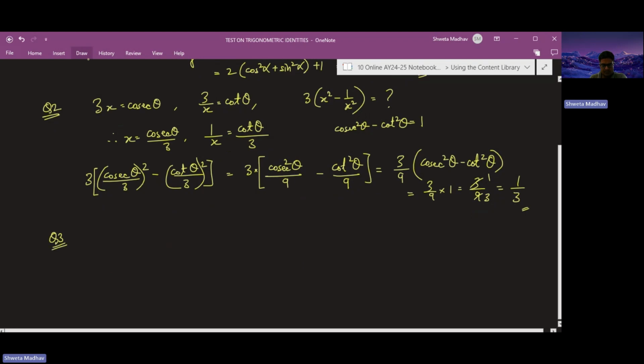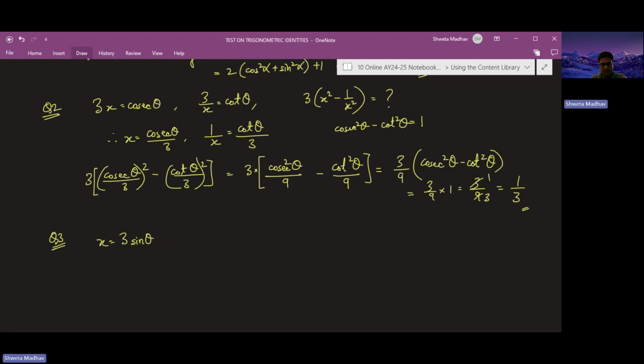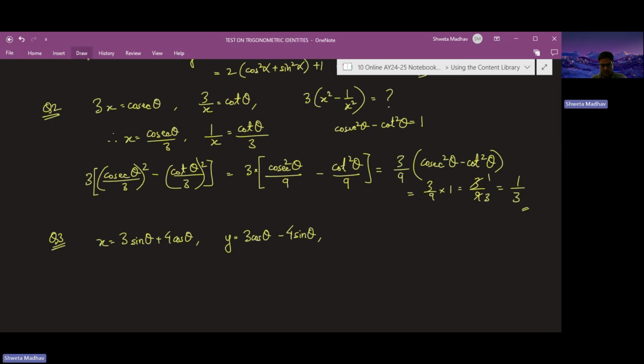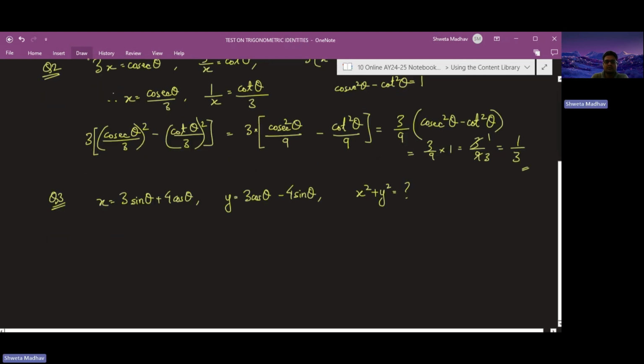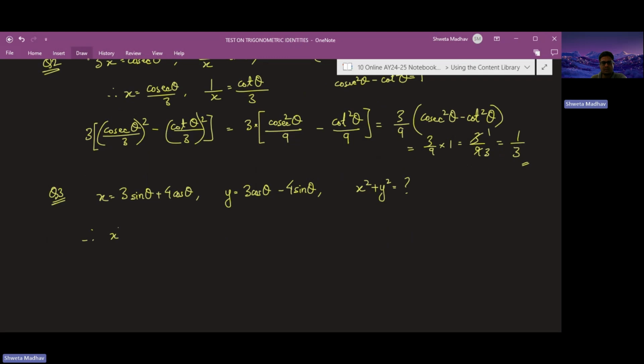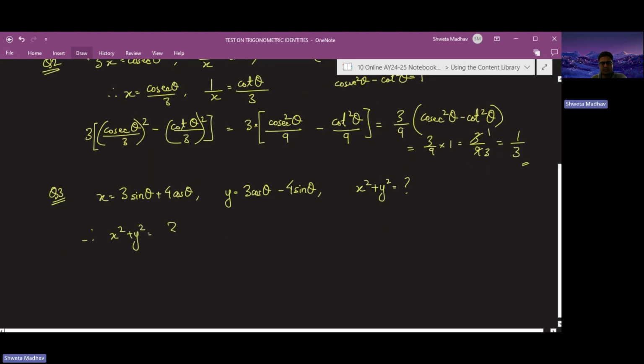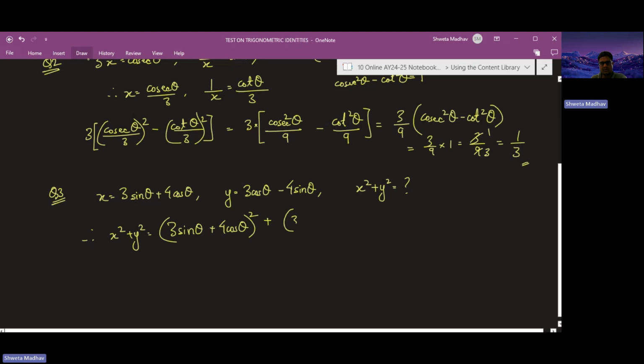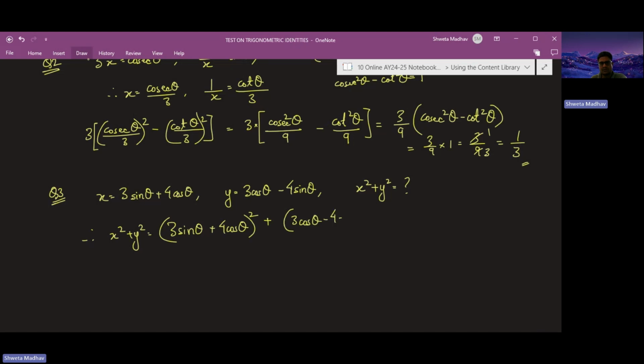Then in question number 3, it has been told that if x equals 3 sine theta plus 4 cos theta and y equals 3 cos theta minus 4 sine theta, then find the value of x square plus y square. X square plus y square value we have to find out. So now x square plus y square will be equal to (3 sine theta plus 4 cos theta) whole square plus (3 cos theta minus 4 sine theta) whole square.